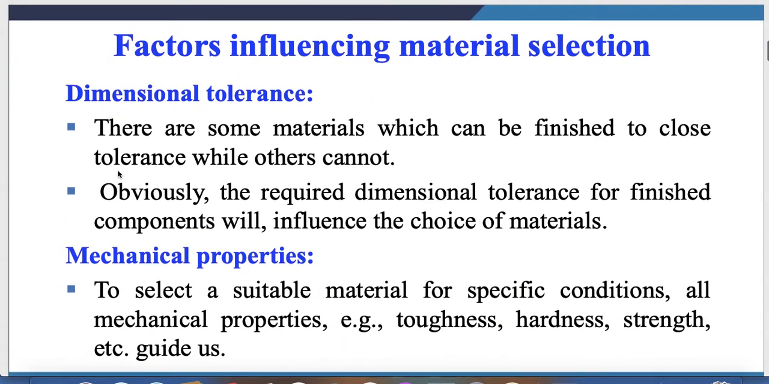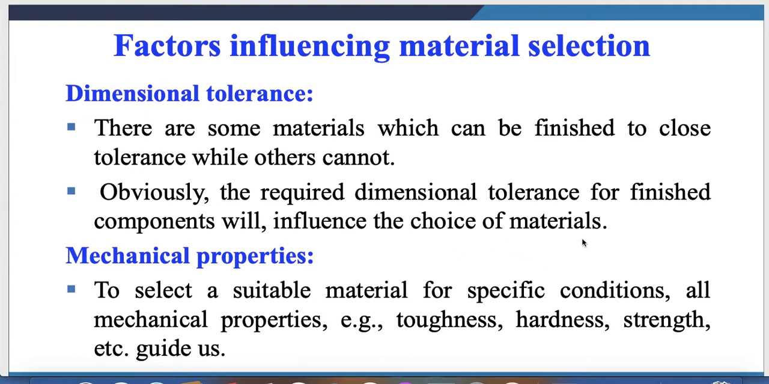Now starting with dimensional tolerance. There are some materials which can be finished to a close tolerance while others cannot. Every material should have some kind of finish. Some shiny materials are available, and if it is required in your particular use, design or service requirement, then you can go with that material. Obviously the required dimensional tolerance for the finished component will influence the choice of material, meaning how much dimensional tolerance is required will definitely affect your choice.